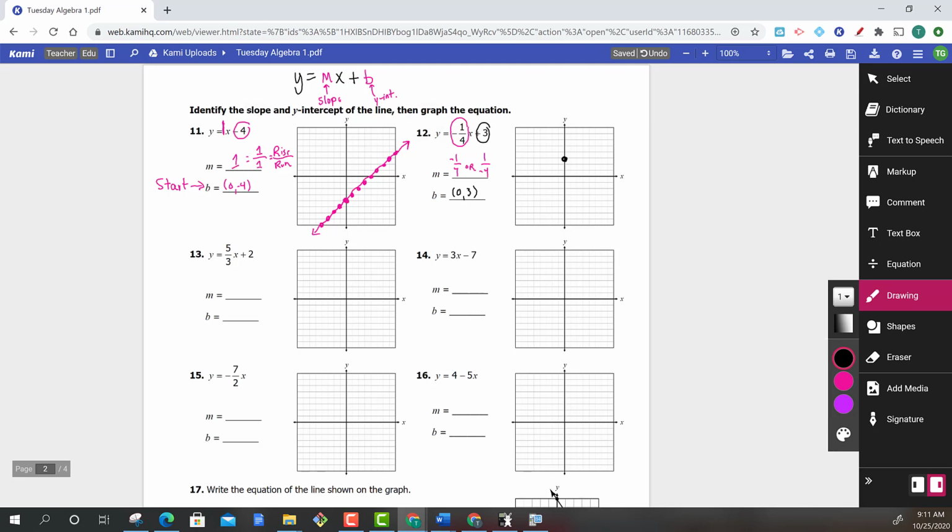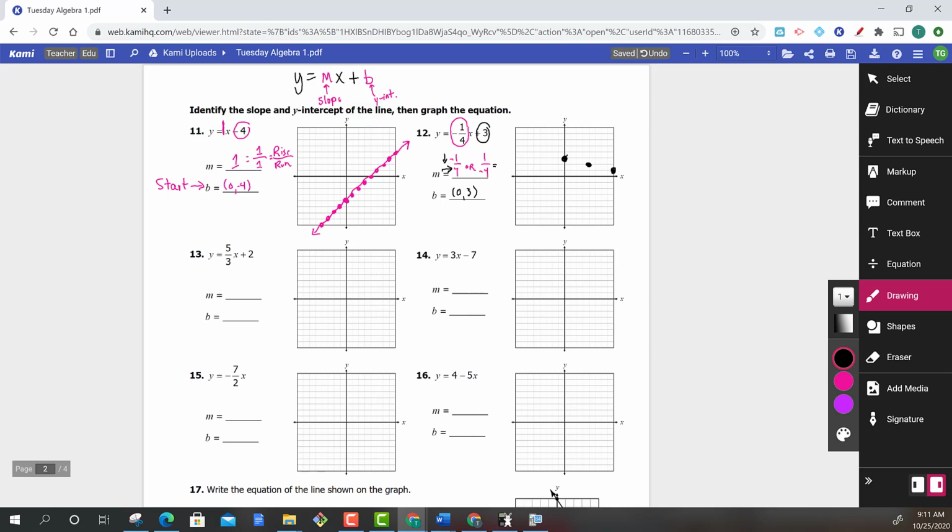So graph your point, 0, 3. And then remember, rise over run. So this means we're going, the first way we wrote it, we're going down 1 and right 4. Because a negative 1 rise would take us down 1. A positive 4 run would take us right 4. And again, we can do this as much as we need to.